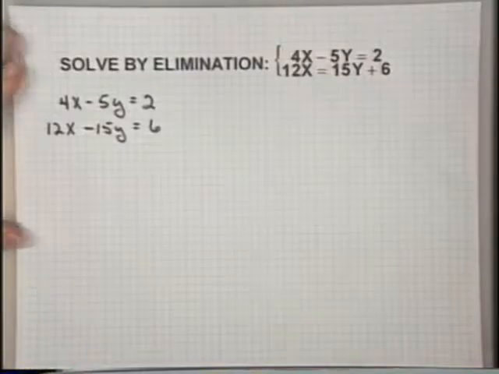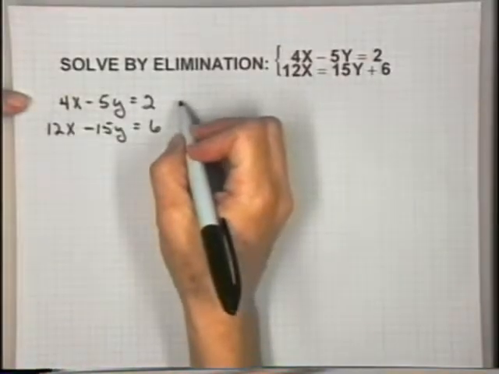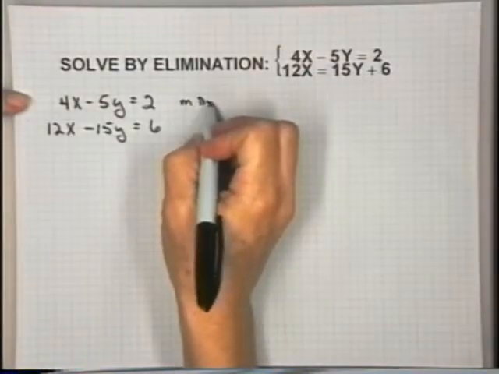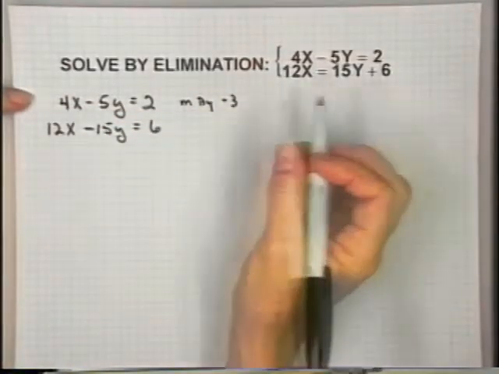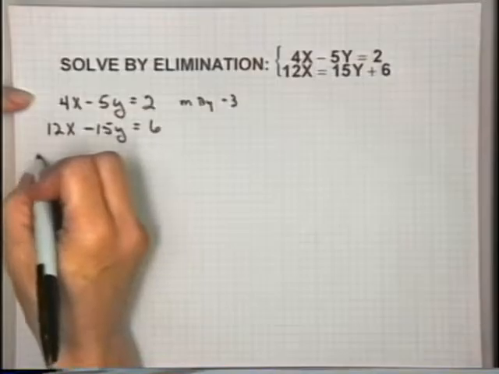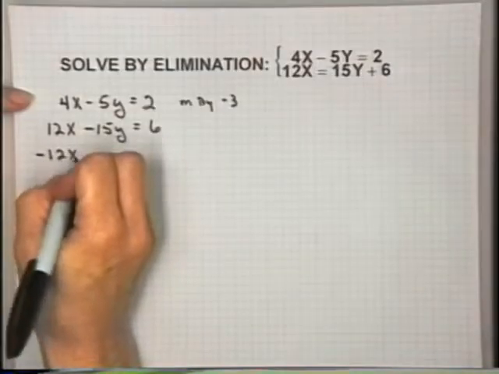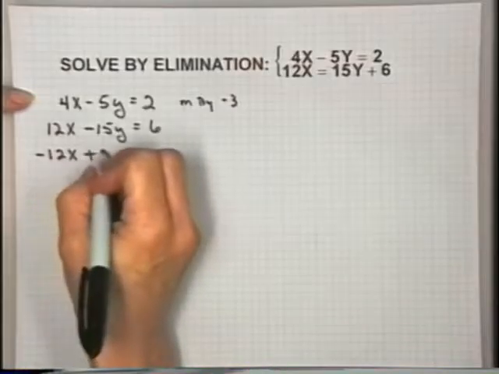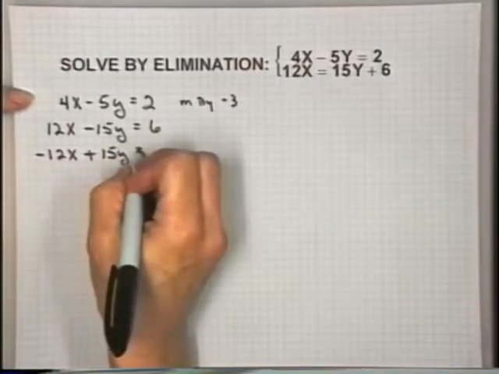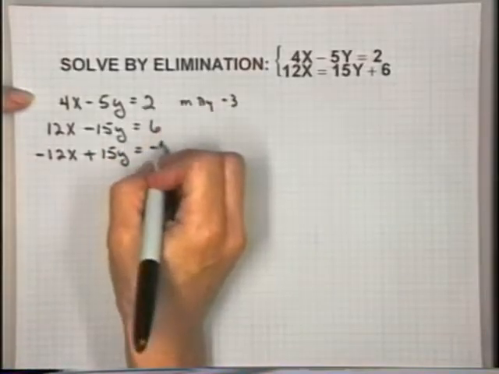Now, how can I get opposites? What if I multiply this top equation by negative 3? That'll make a negative 12x, won't it? So let's multiply it. Negative 3 times 4x is a negative 12x. Negative 3 times negative 5y is positive 15y. And negative 3 times 2 is negative 6.